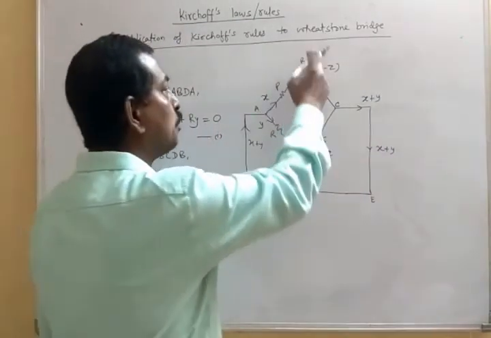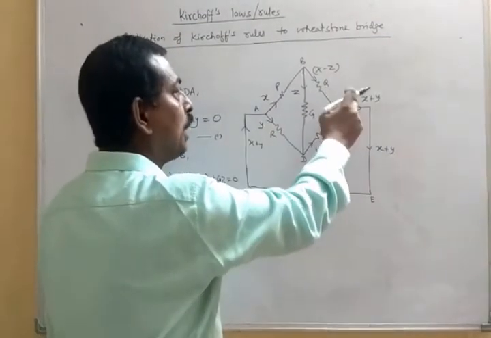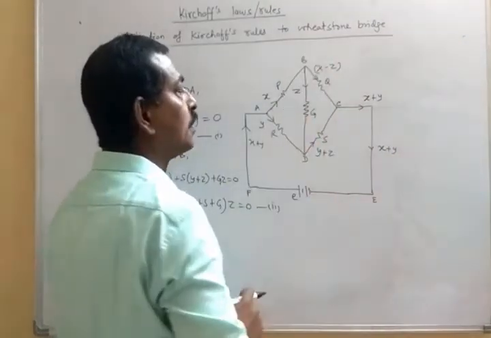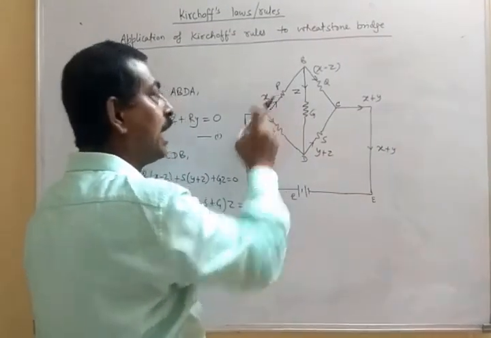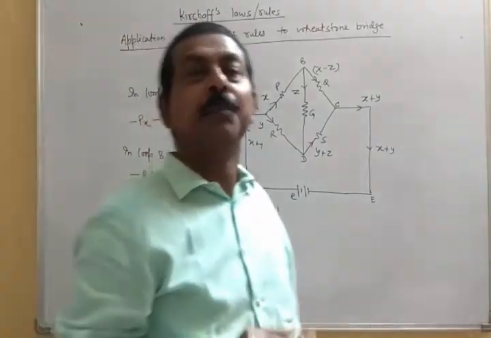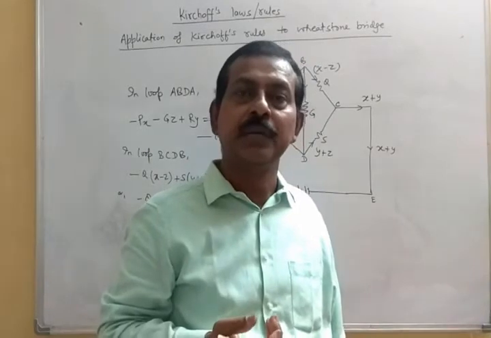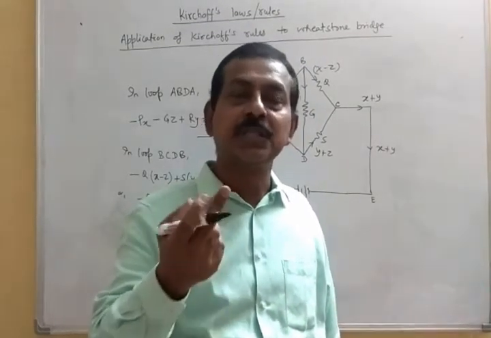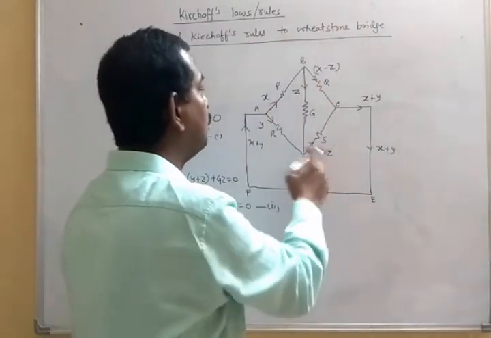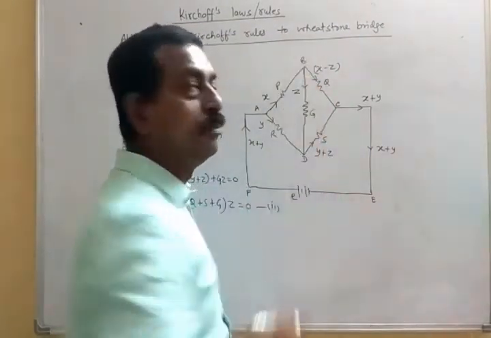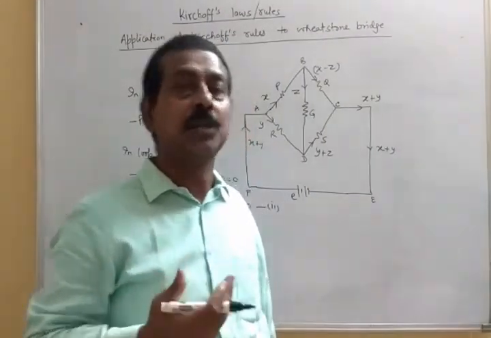If you have taken the first loop as A, B, D, A and the second loop as B, C, D, B, you cannot take A, B, C, D, A as the third loop, because it will not give you any different equation. It will just give you the sum of the equations which you got while taking the first loop A, B, D, A and B, C, D, B. So you cannot take this as the third loop.